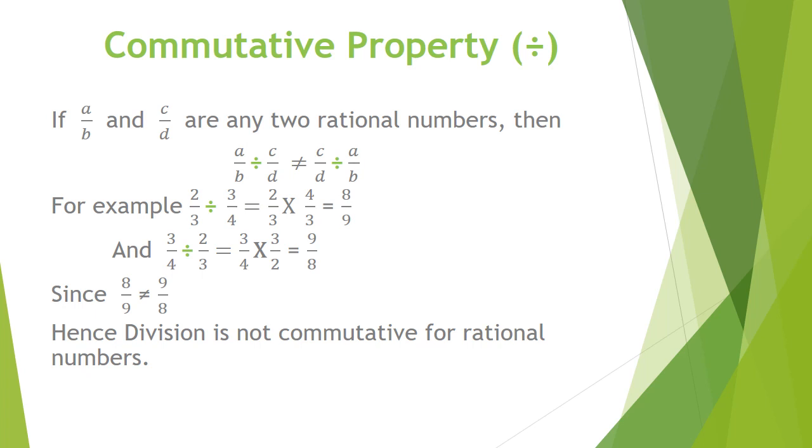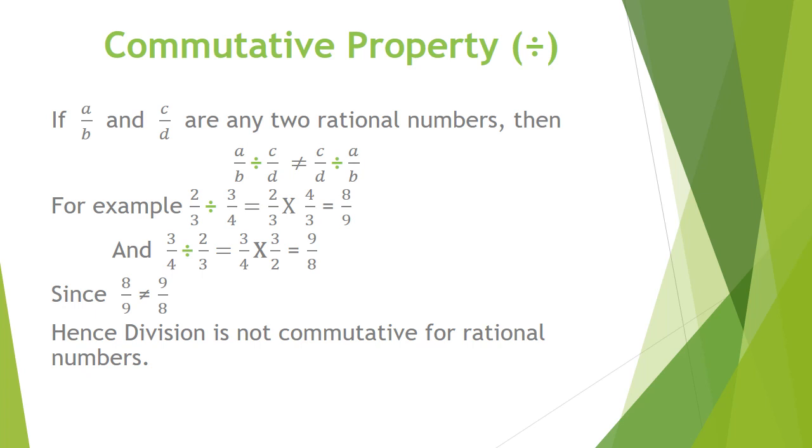2 by 3 divided by 3 by 4. Change divide into multiply and do the reciprocal of the next term. It can be written as 2 by 3 multiply 4 by 3, that is 8 upon 9. Now interchange their places. 3 by 4 divided by 2 by 3.